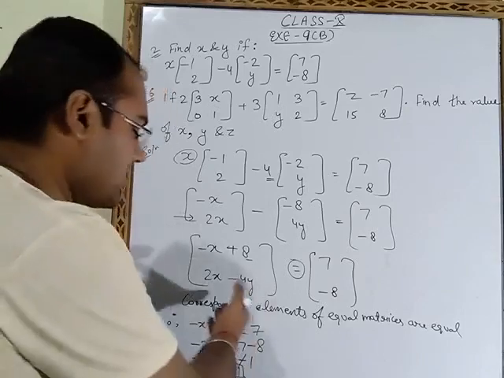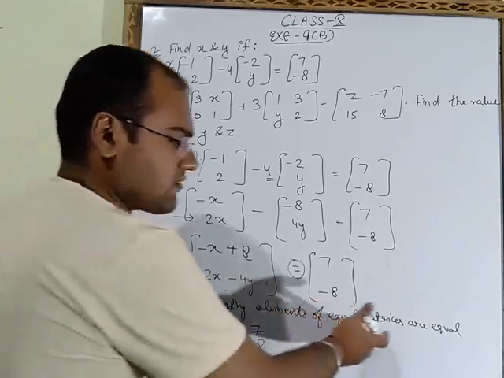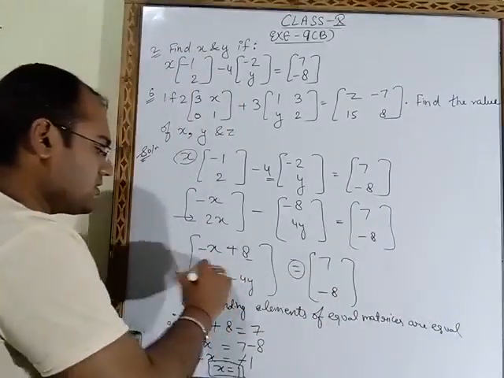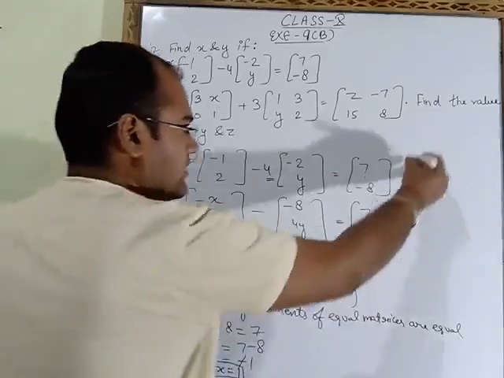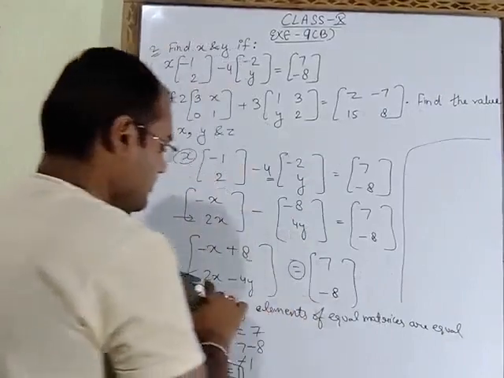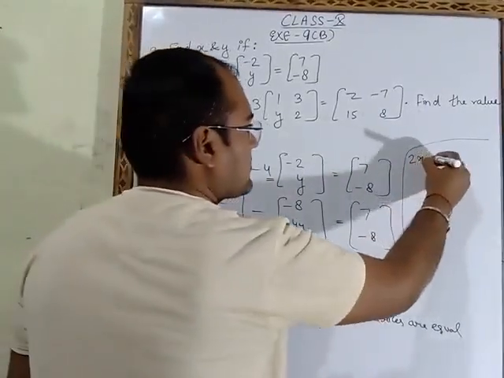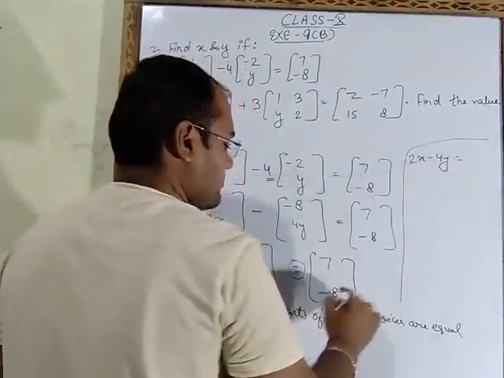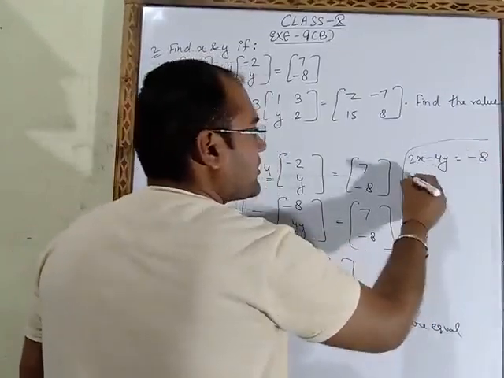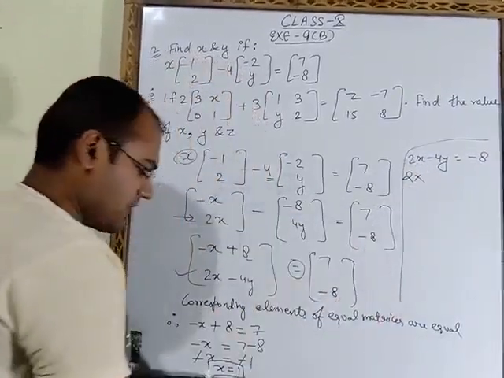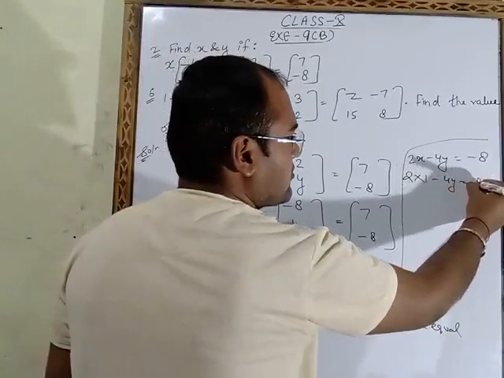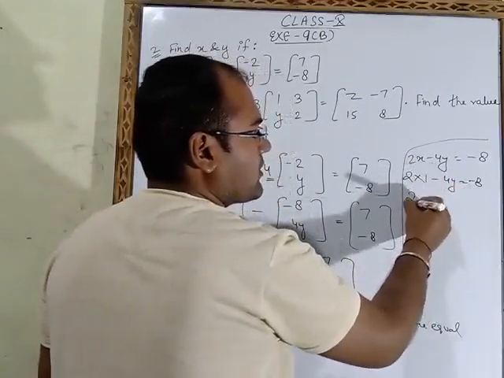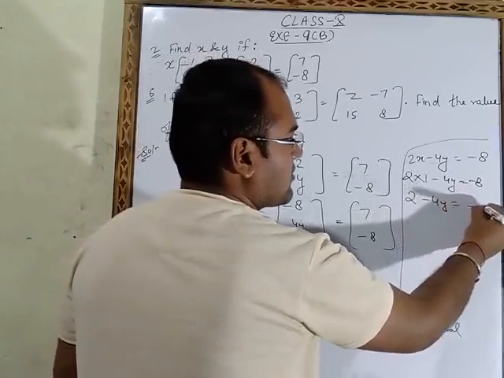In the same way, the reason we have written here: corresponding elements of equal matrices are equal. So this element will be equal to this also. So you have to write 2x minus 4y is equal to minus 8. 2 into x. The x value we had already found, 1. This one value we will put here. 2 into 1 will be 2. Minus 4y is equal to minus 8.